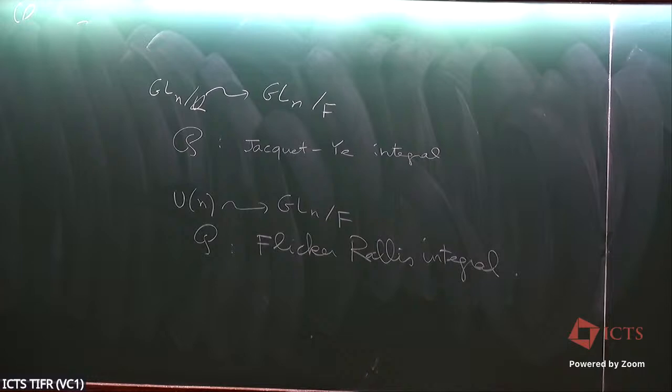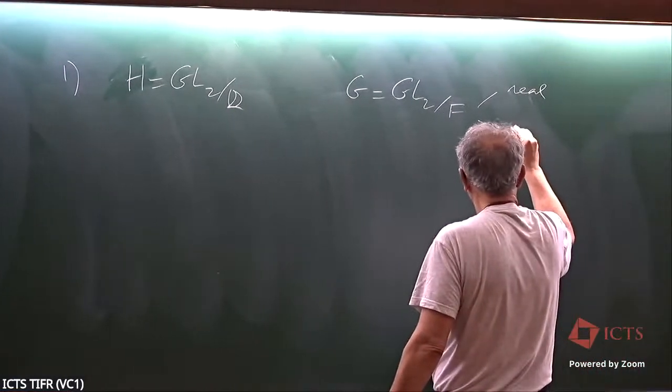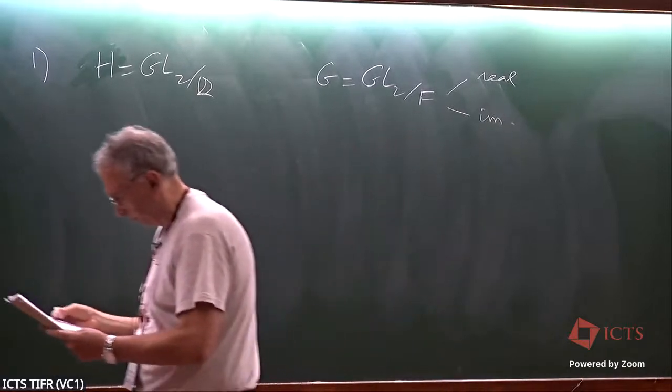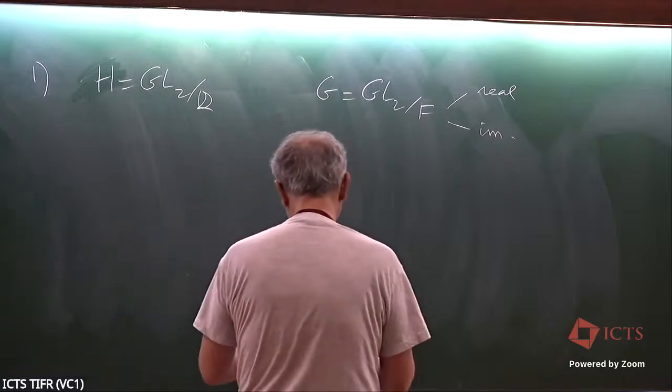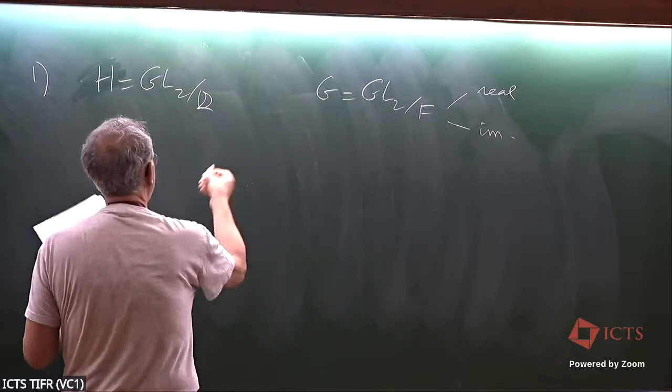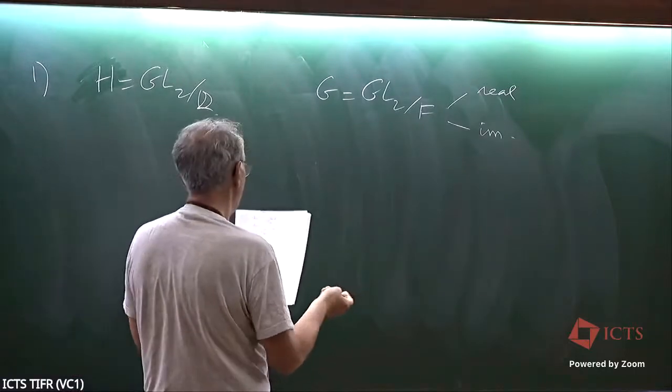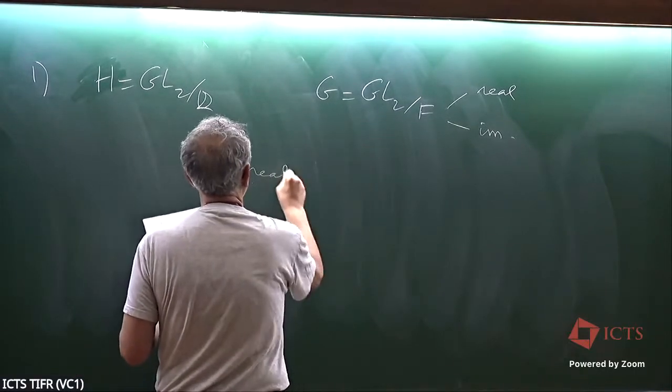So this is GL2Q. Okay, we start with H to be GL2Q and G to be GL2F, so real or imaginary. So in that case, you find a class C2 in the... So let's say F real first, quadratic real.